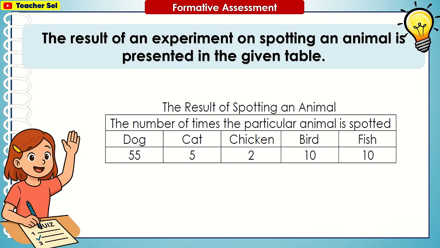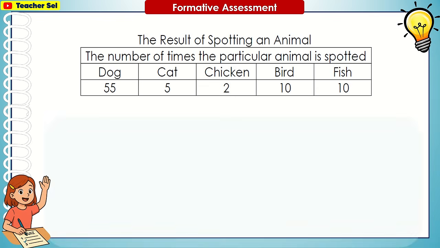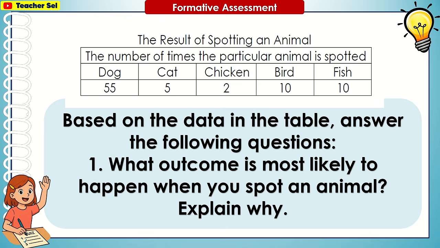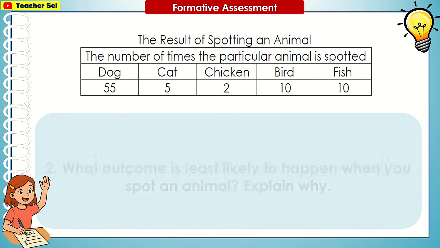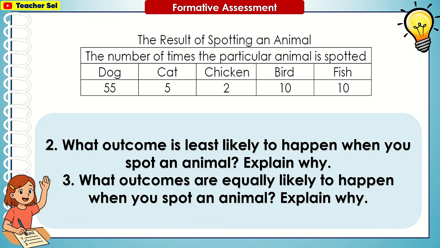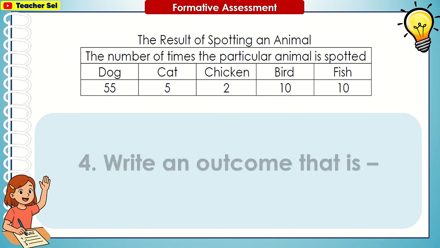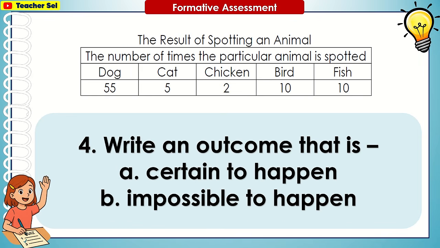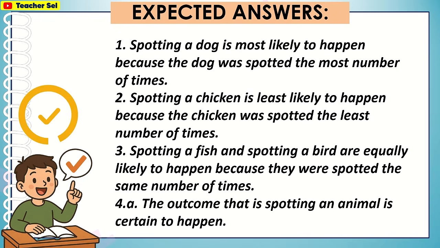The result of an experiment on spotting an animal is presented in the given table. Based on the data in the table, answer the following questions. What outcome is most likely to happen when you spot an animal? Explain. Why? What outcome is least likely to happen when you spot an animal? Explain why. What outcomes are equally likely to happen when you spot an animal? Explain why. Write an outcome that is certain to happen, impossible to happen. Here are the expected answers.